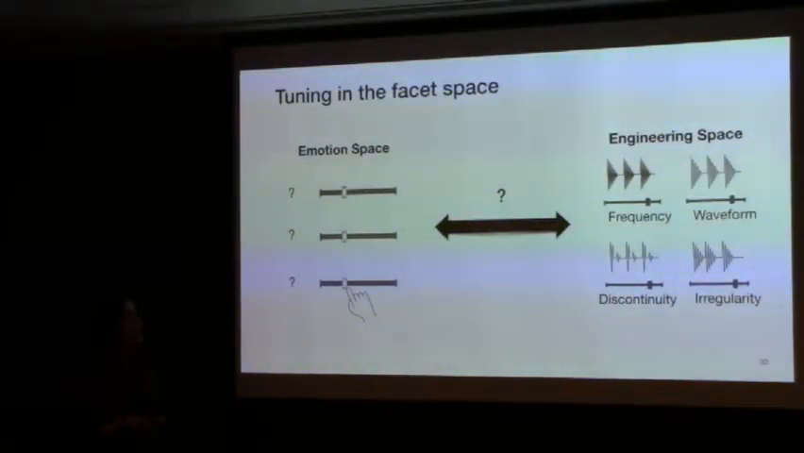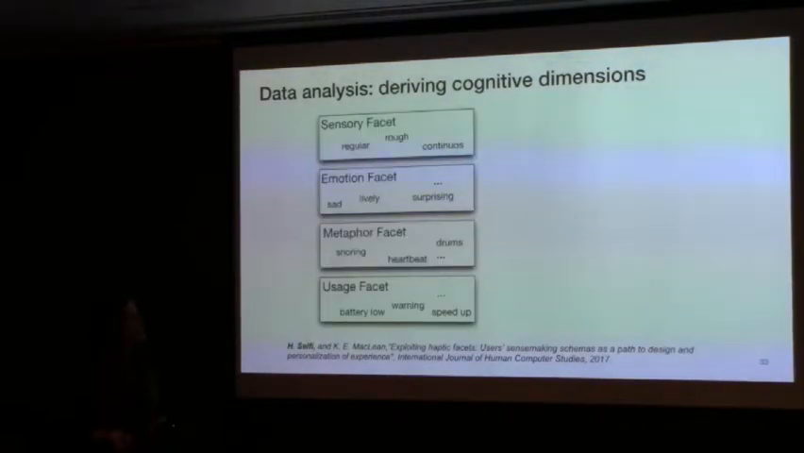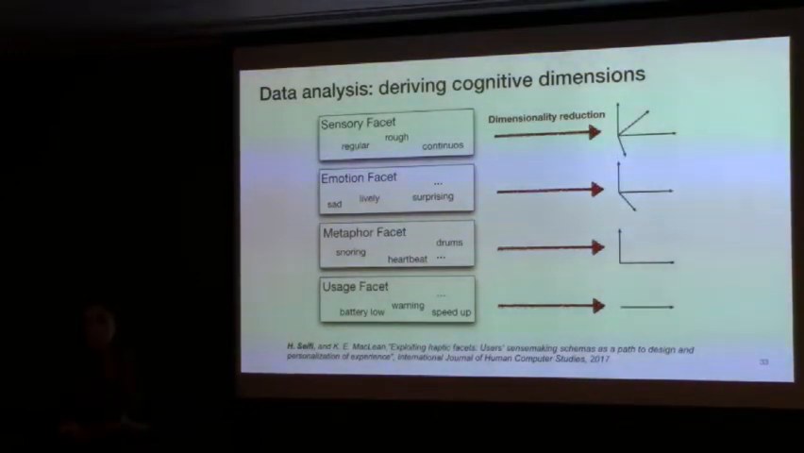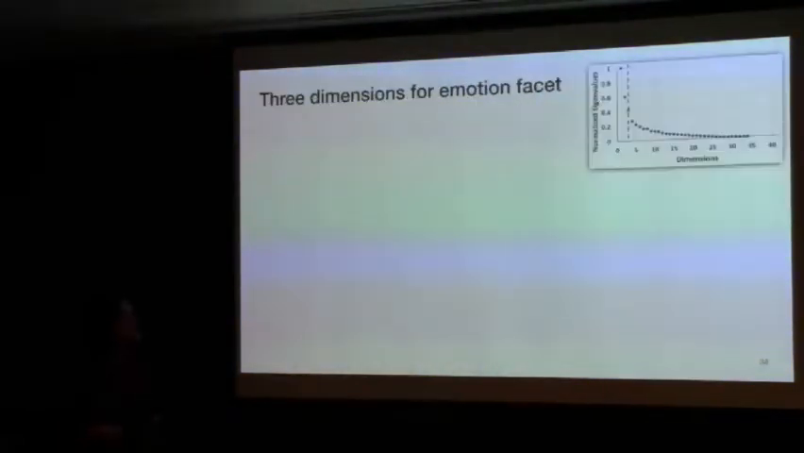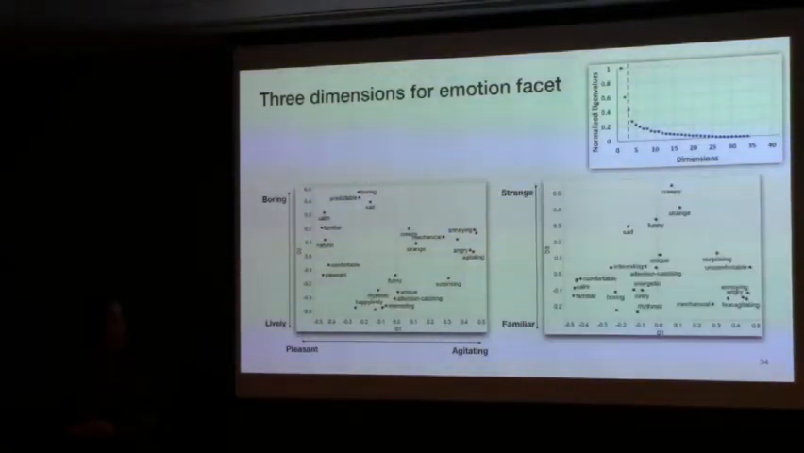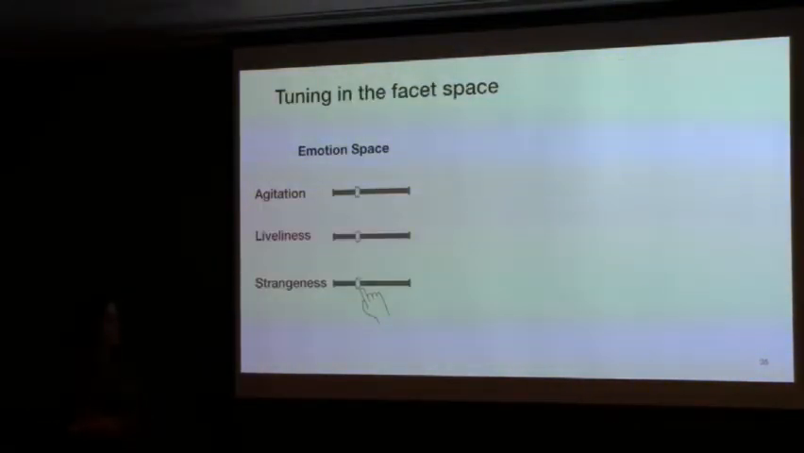To answer these questions, I analyzed the data set that I had collected from people using dimensionality reduction techniques. And this gave me a number of continuous dimensions for each facet. For example, for the emotion facet, our results suggested that 3 dimensions can capture the variability in people's descriptions. These dimensions seem to be how pleasant or agitating a vibration is, how lively or boring it is, and how familiar or estranged the vibration is.